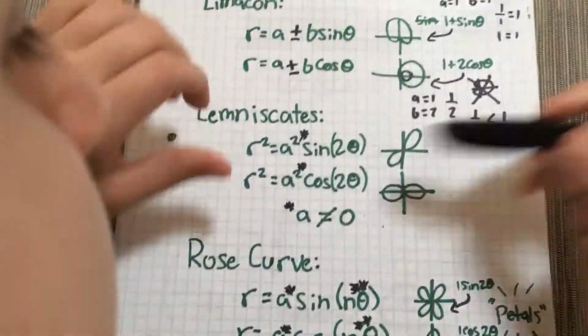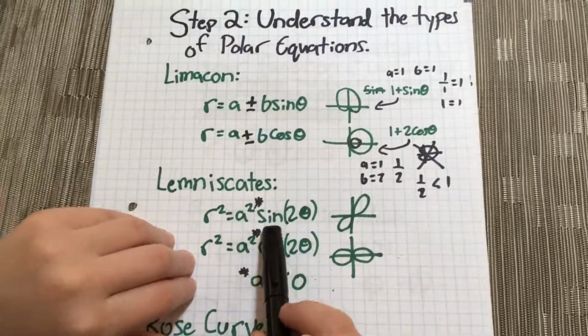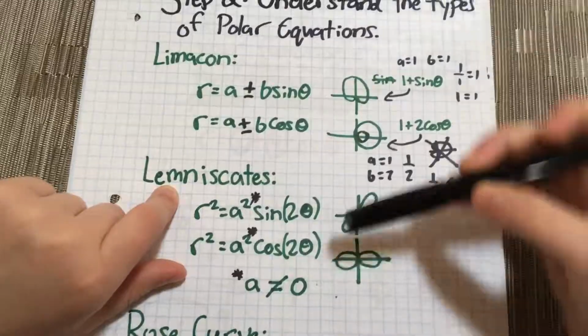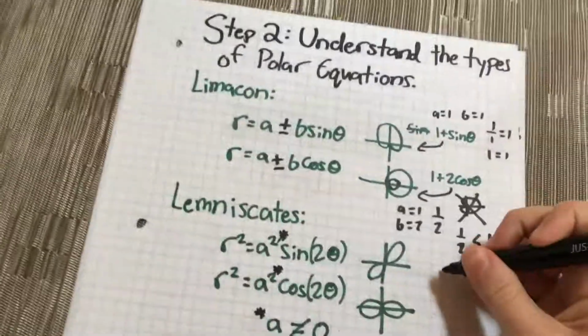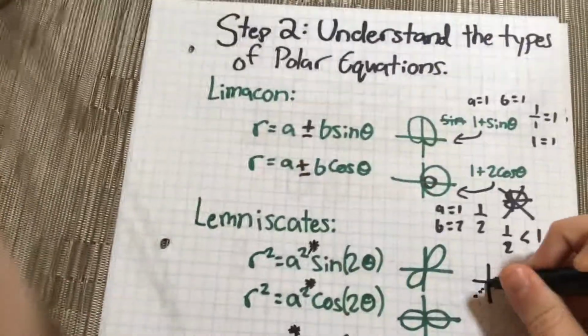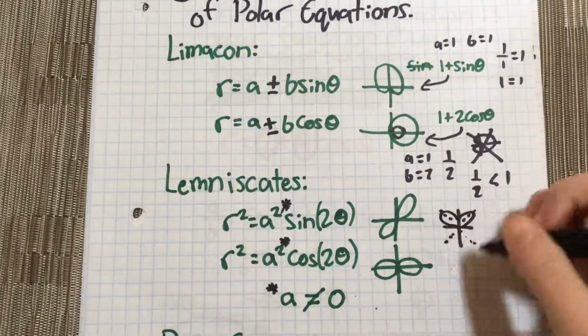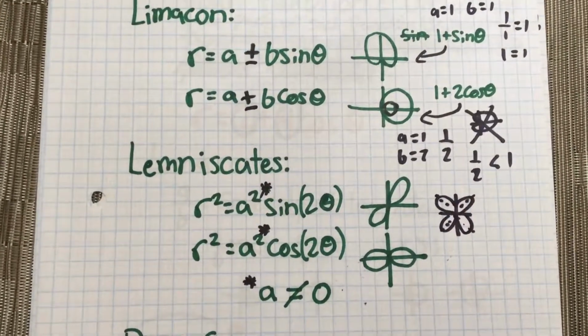So an example of a sine lemniscate would be along a diagonal, so this would be a diagonal, and then this would also be a diagonal. So the loop would be here, or the loop would be here, or it would be on both.